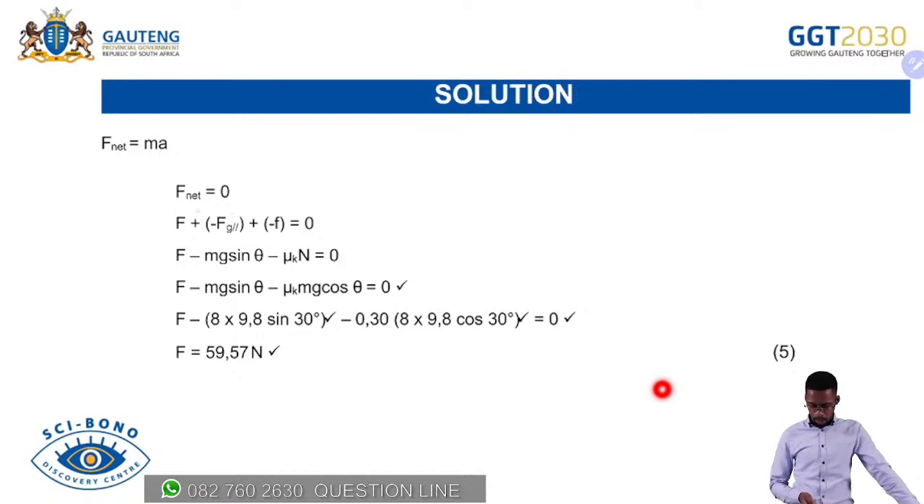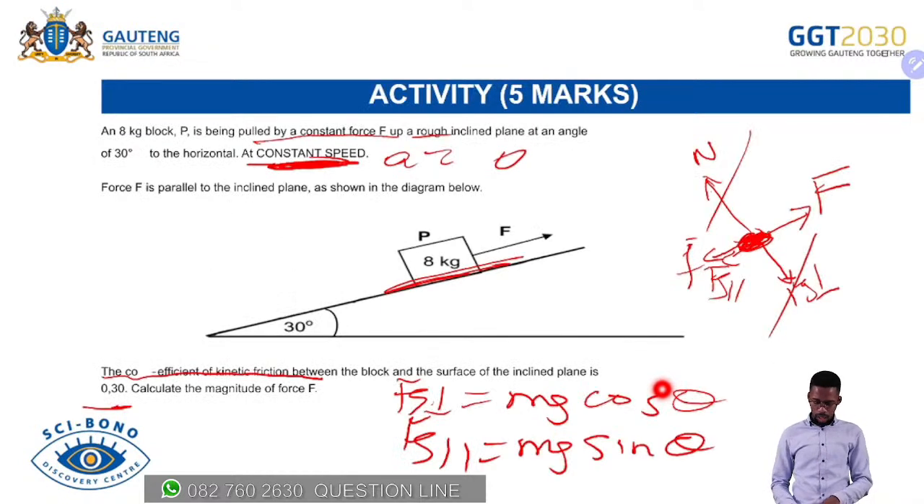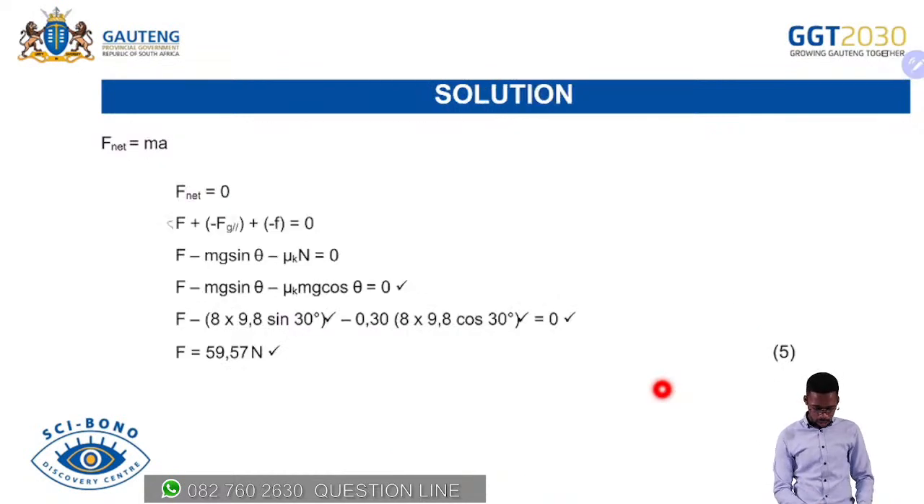How many forces were left? Let's go to our free body diagram. It was 1, 2, 3. So F net is 1, 2, 3, which is force F. The reason why it becomes negative is that it is moving in an opposite direction. It's going down, the force of gravity parallel, as well as the frictional force going down, is equal to 0. Then what do you do? You substitute and you get your answer.